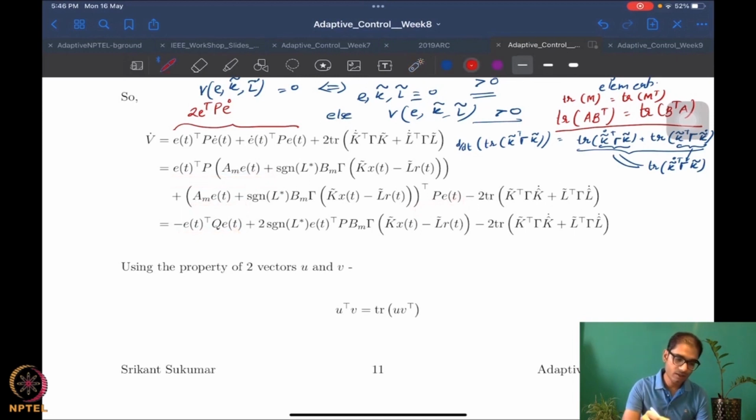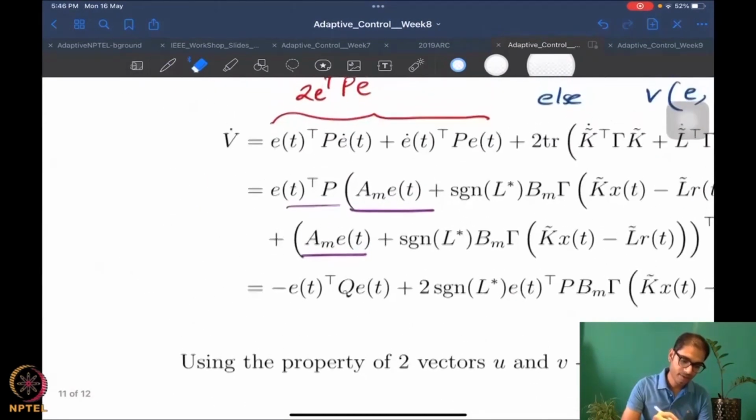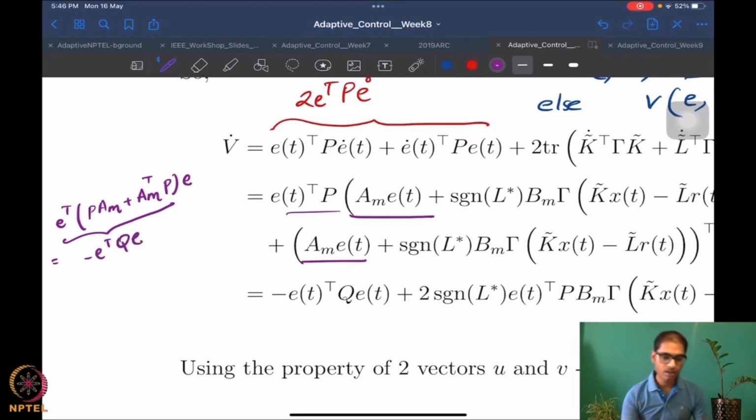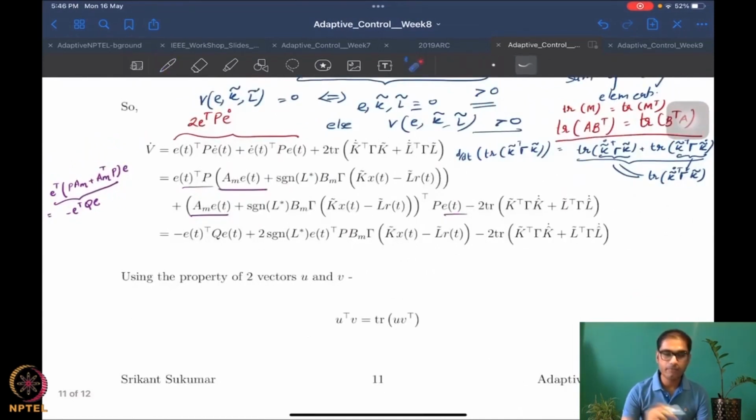Okay. So if you may, this term, with this term, whatever, gets combined and can be written as E transpose PAM plus AM transpose PE. Okay, and that's actually equal to minus E transpose QE from the Lyapunov equation corresponding to the AM, which is a Hurwitz or stable matrix.